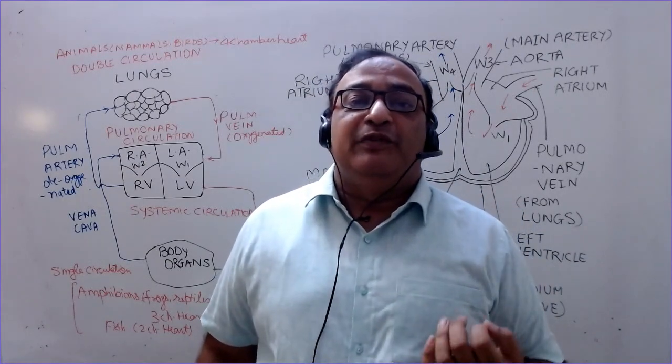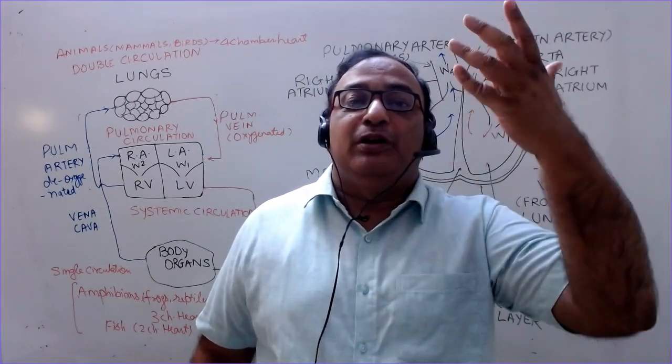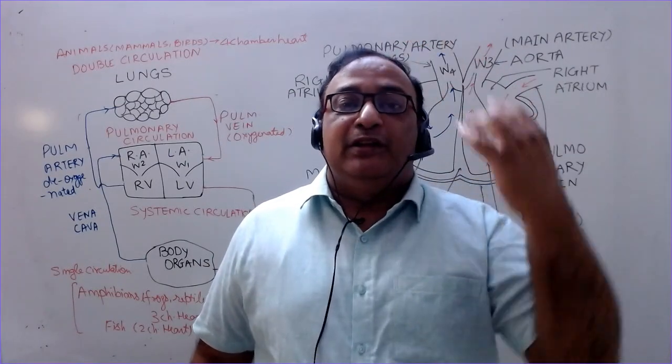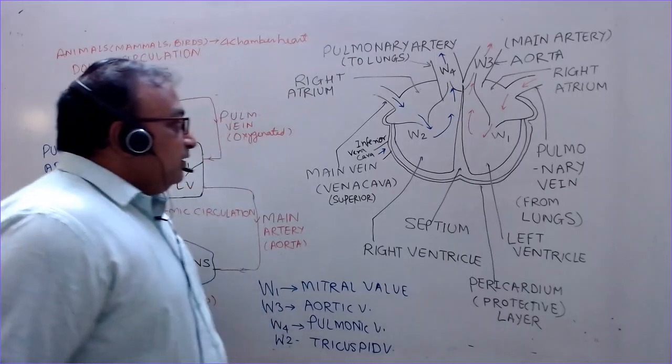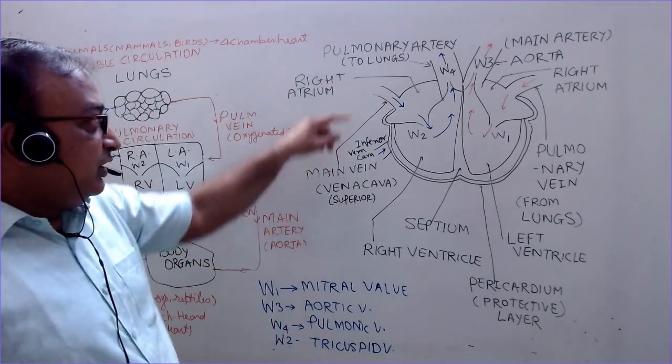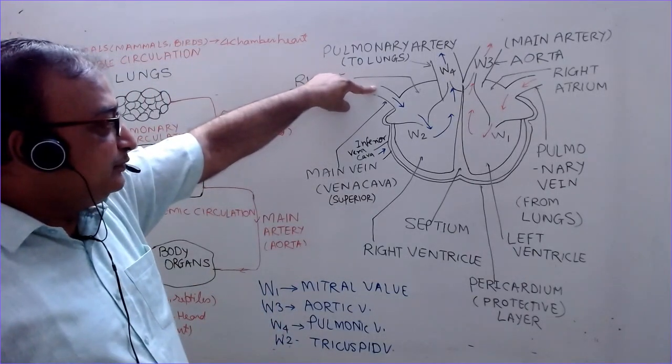So the vena cava, one is called superior, another is called inferior. Superior is the one which brings the blood from the upper part of the body, like from the brain and all other upper organs, to the heart, and is called the superior vena cava. So this one is the superior vena cava.